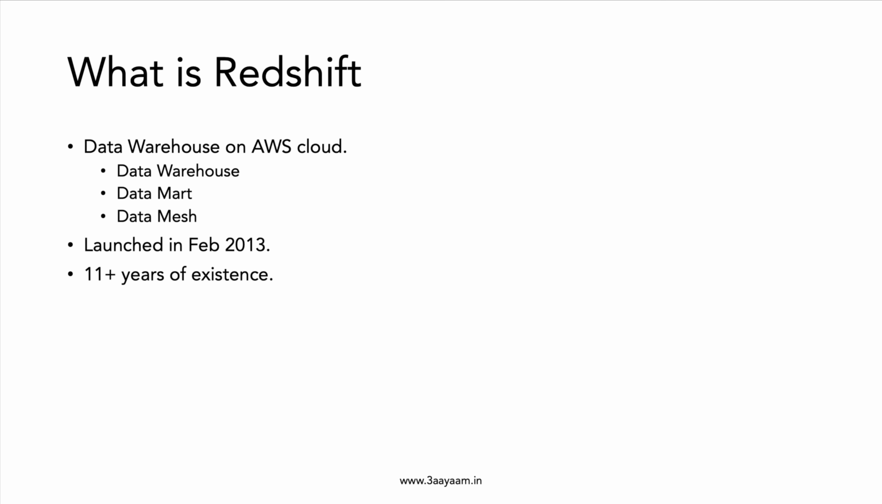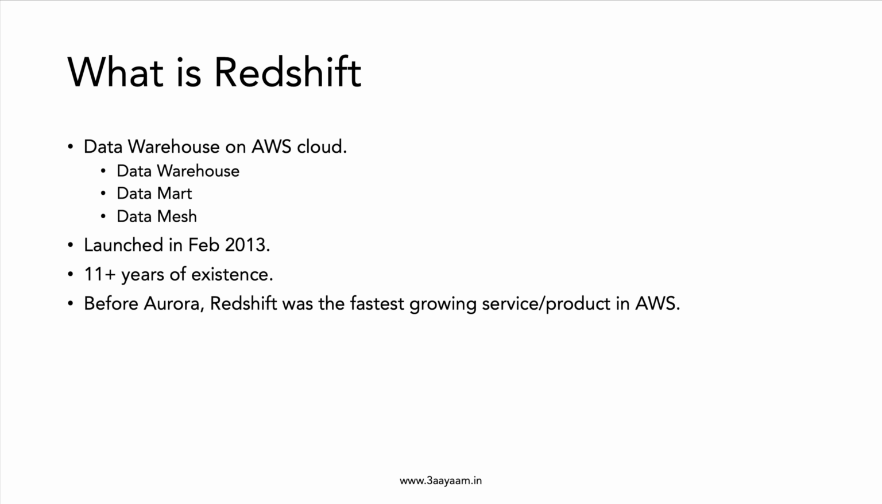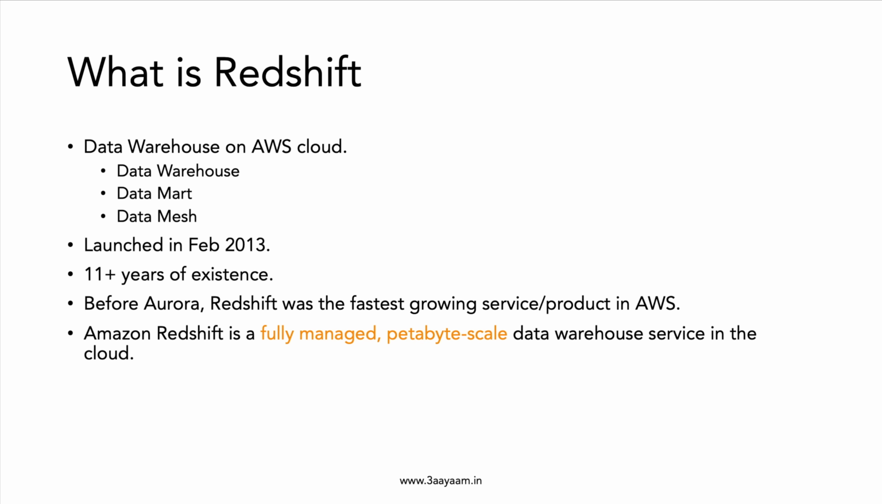So as of the recording, Redshift has been in existence for more than 11 years. Before Aurora was launched, Redshift was the fastest growing service or product in AWS. So that's how famous Redshift was. Even today, Redshift is the second or third fastest growing service in AWS. Thousands of customers use AWS Redshift globally. The formal definition of Redshift is that it is a fully managed petabyte scale data warehouse service in AWS cloud.